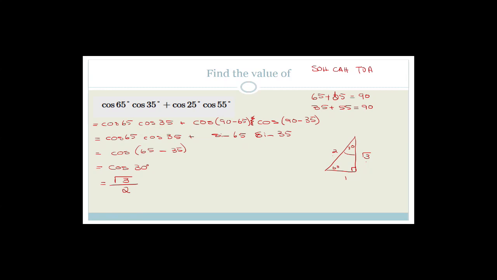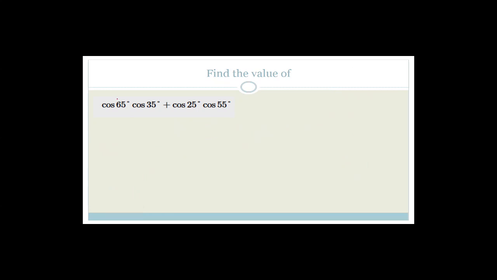Okay, so do you see that I changed the second half? I changed it to cos of 90 minus 65 and cos of 90 minus 35. But do you realize I could have done it the other way? I could have changed the first half. So let me do that quickly and let me show you how it works. Should work out to exactly the same answer.